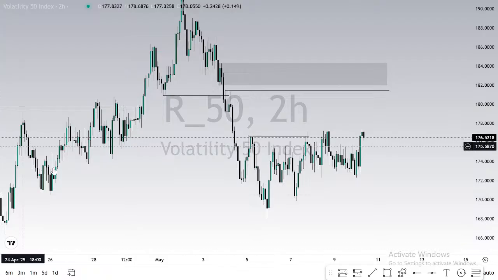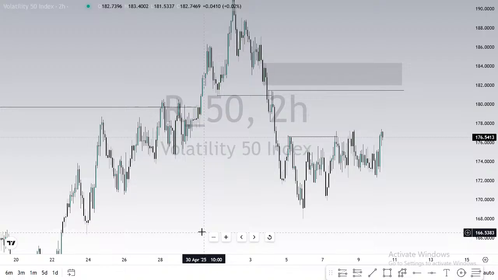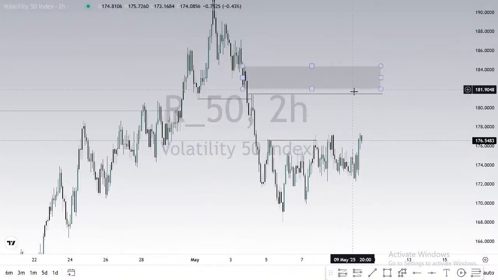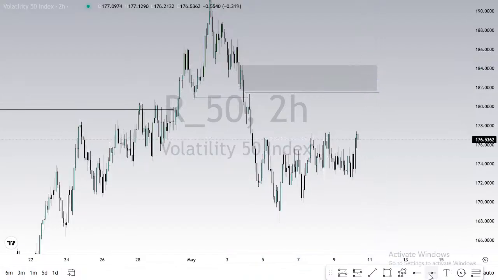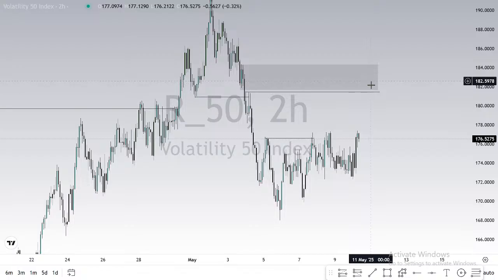So I'm just going to patiently wait for this sell. This is just 2 hours time frame. So I'm patiently waiting for this sell, for market to come back to this interest candle and give me a confirmation. Okay, that is what I am looking out for on volatility 50.